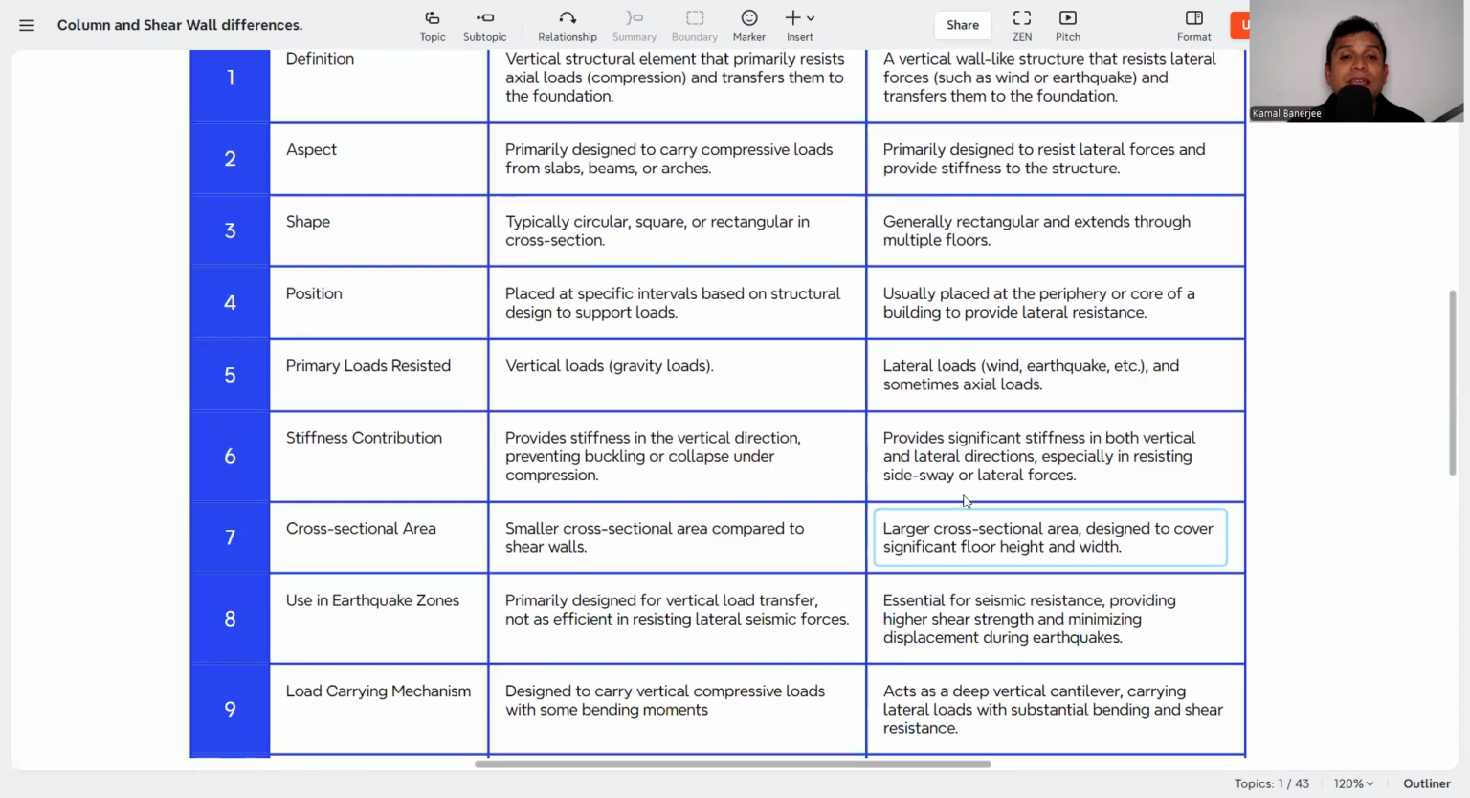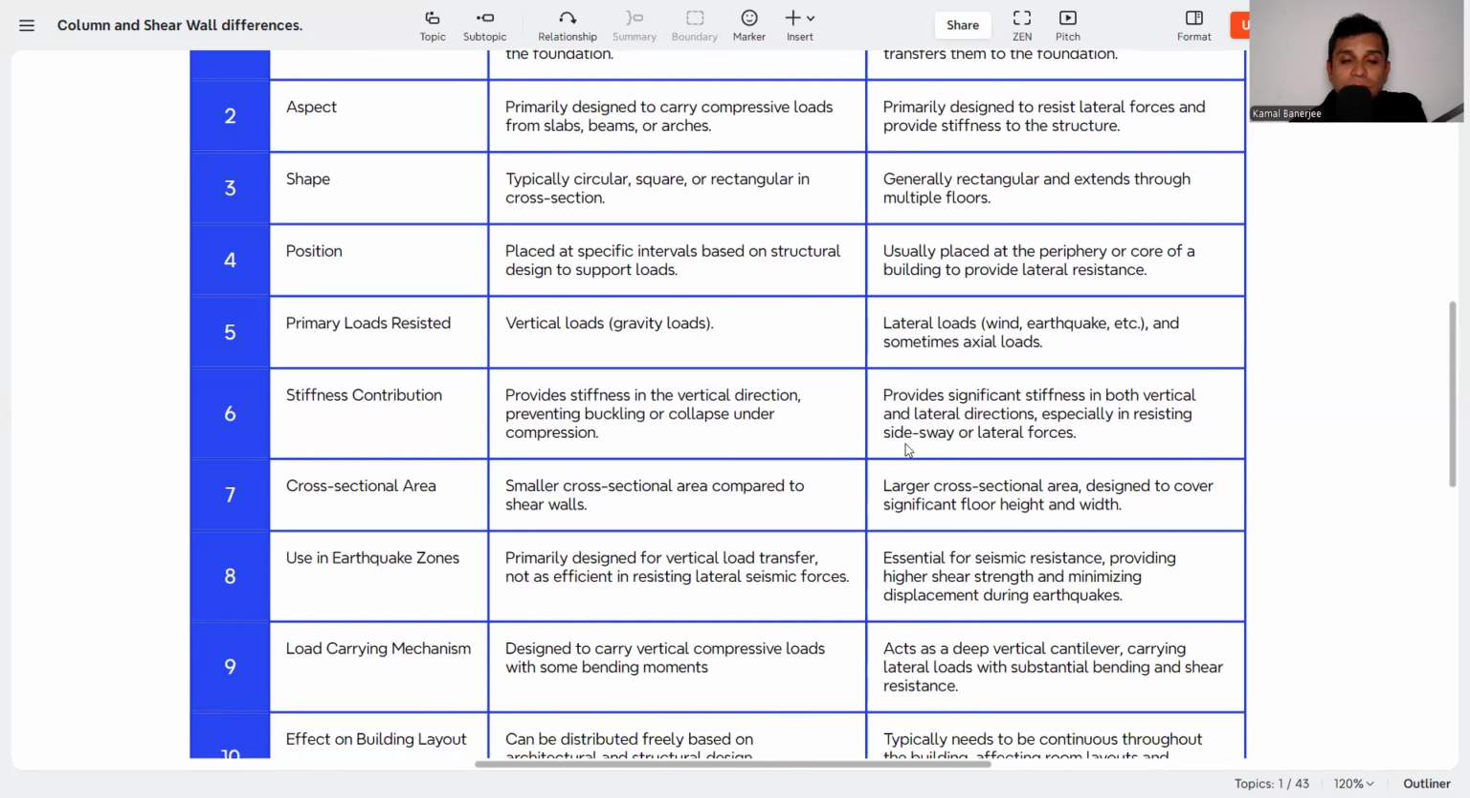Now, what is the position? The column is placed at specific intervals based on the structural design to support the structure. But the shear wall is usually placed at the periphery or the core area of the building. So this is the periphery or the core area where the lateral force will first come, to counteract the lateral force. It is primarily placed in the core area where the lateral load will be transferred. But the column is positioned at specific intervals based on the structural requirement.